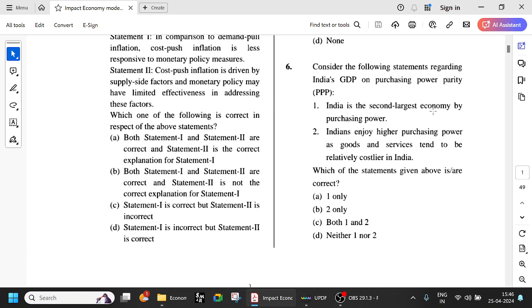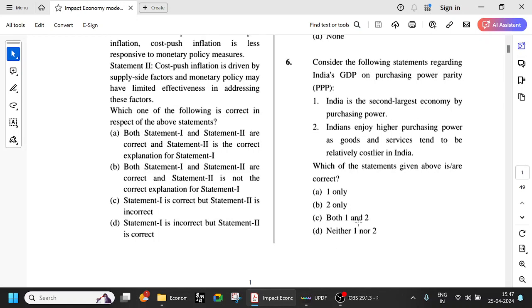India is the second largest economy by purchasing power. No, it is the third largest economy. If you are going by purchasing power parity GDP, India is the third largest economy. So this is wrong. Indians enjoy higher purchasing power as goods and services tend to be relatively costlier in India. Indians enjoy higher purchasing power is correct, but not because they are costly; because they are less costly. For less money you can get more. So Indians enjoy higher purchasing power. So neither one, not two.